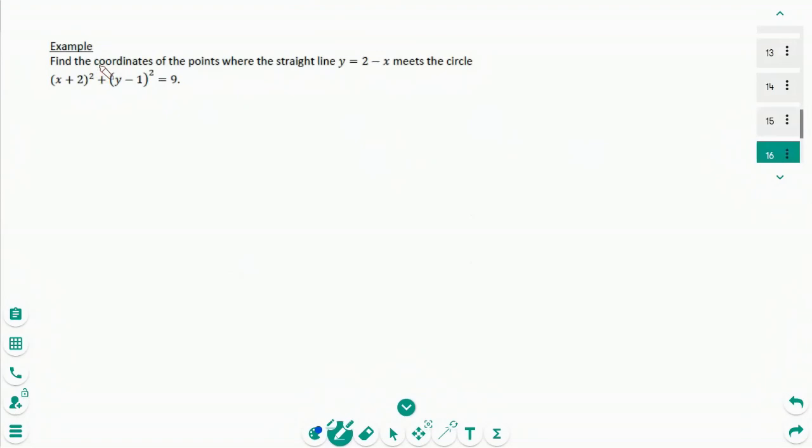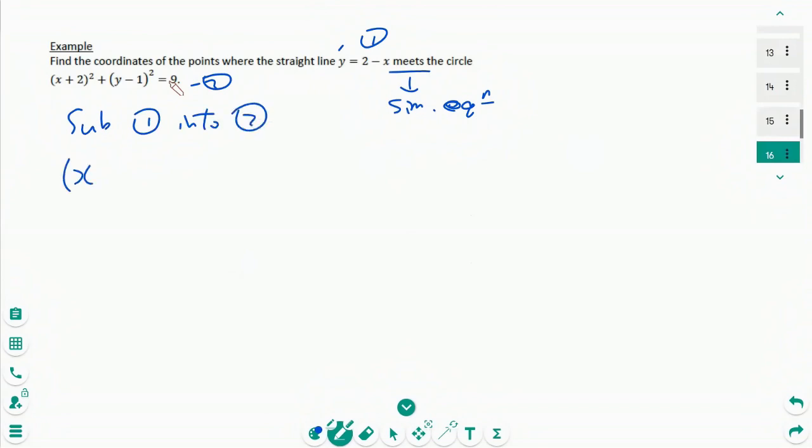First example: find the coordinates of the points where the straight line meets the circle. First of all, meets the circle means simultaneous equation. Simultaneous equation means you substitute one equation into another. Let's call this equation 1. We're a bit lazy, so we're going to sub equation 1 into equation 2. I'm going to rewrite equation 2: (x plus 2) squared plus (y minus 1) squared equals 9, where y is now 2 minus x. So I've substituted this in here.